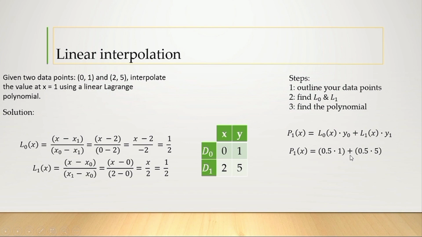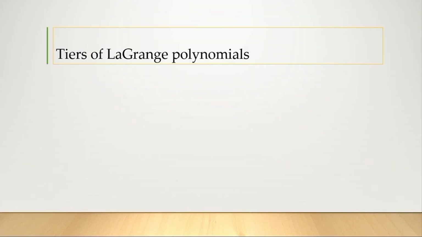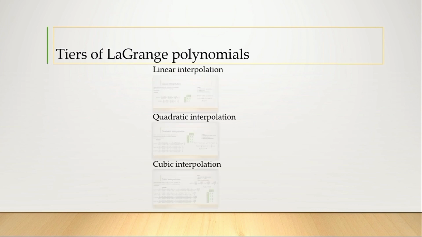And then when you do your mathematics properly, you get the value of P1 of x, which is equal to 3. So we have interpolated this linear equation, for lack of better terms. So we have found our value of P1 of x, which is equal to 3. So that's basically that with linear polynomials. And then we're going to go to quadratic interpolation next.